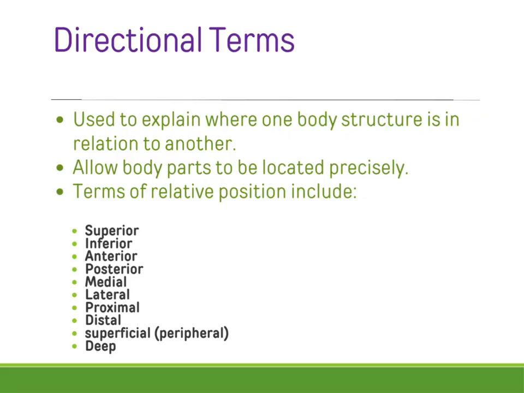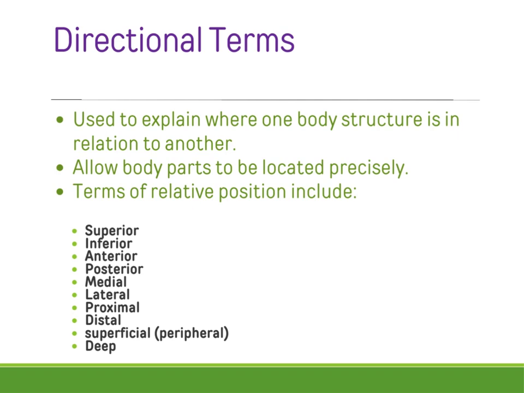All right, next, when we're talking about the language of anatomy, is to look at directional terms. Now, these are similar to regional terms, but you can only use them when you're comparing two structures because they're terms of relative position. They're used to explain where one body structure is in relation to another. So that allows us to locate body parts precisely.